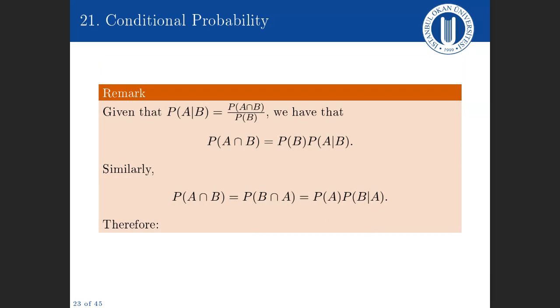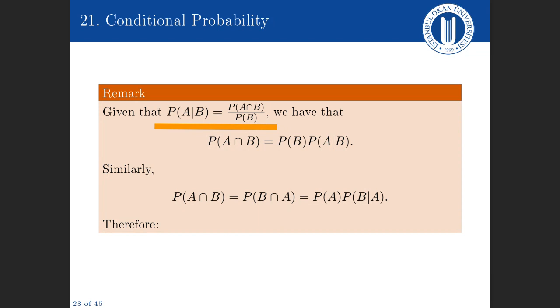Okay, now, given this formula we've been using, the probability of A given B is the probability of A intersection B divided by the probability of B. Multiply both sides by the probability of B. We have the formula that the probability of A intersection B is the probability of B multiplied by the probability of A given B.